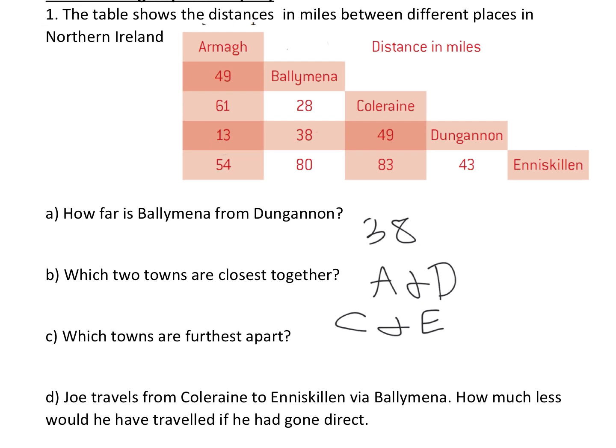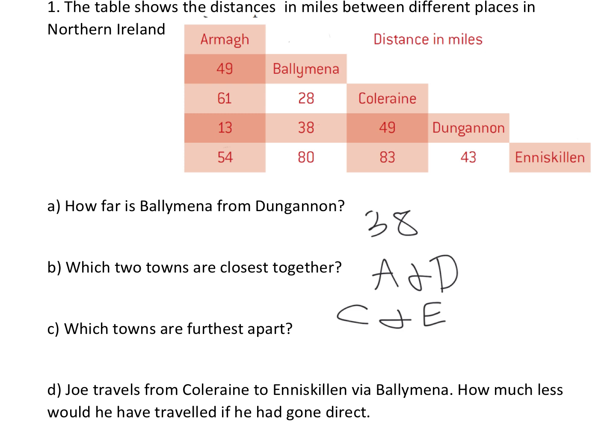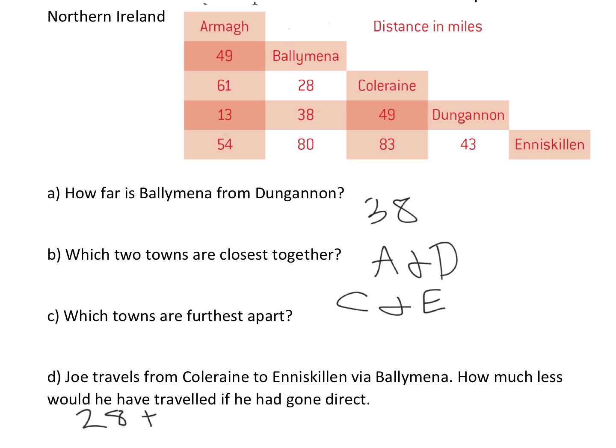And there's a part D to this question as well. Joe travels from Coleraine to Enniskillen via Ballymena. How much less would he have travelled if he had gone direct? So let's look at going from Coleraine to Enniskillen via Ballymena. That means you go from Coleraine to Ballymena first of all. For those two to match up, it's the Coleraine row up to the Ballymena column. It's 28. And then if you're at Ballymena now, you need to get to Enniskillen. So Ballymena down to Enniskillen, this is the Enniskillen row. So that's 80. So put 80 in there.